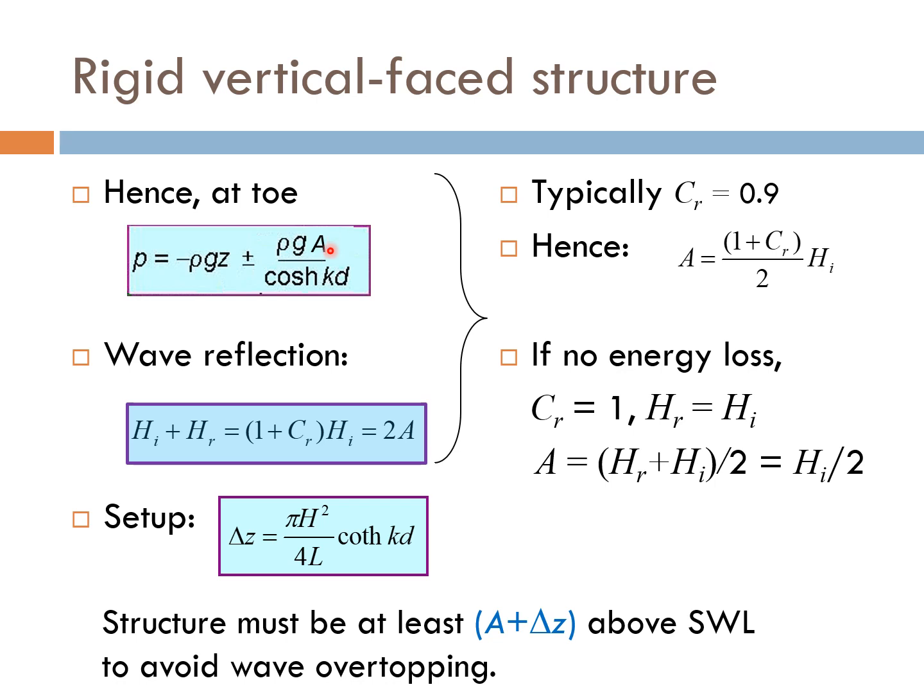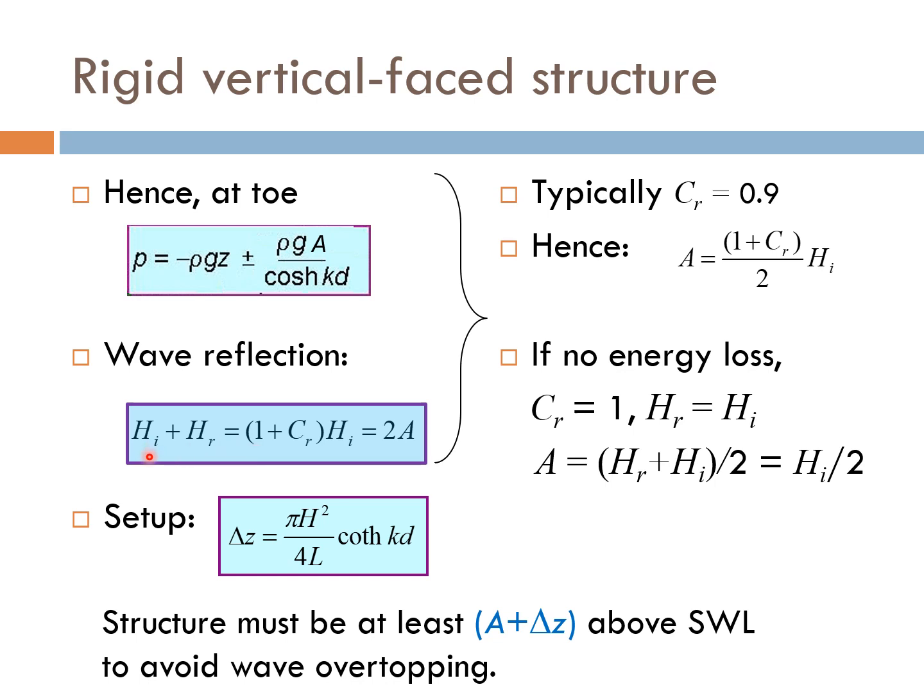Take note that the wave amplitude in front of the vertical face structure cannot be measured directly because the incident wave will be reflected by the vertical face and the two will superimpose on one another to form a wave pattern with both constructive and destructive superposition. In order to identify the wave amplitude in front of the structure, we can measure the wave envelope. You can refer back to the topic on wave reflection.